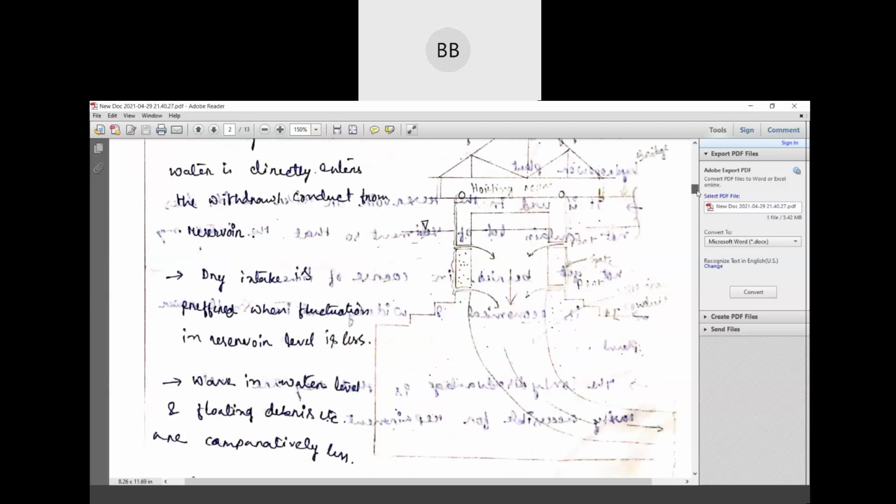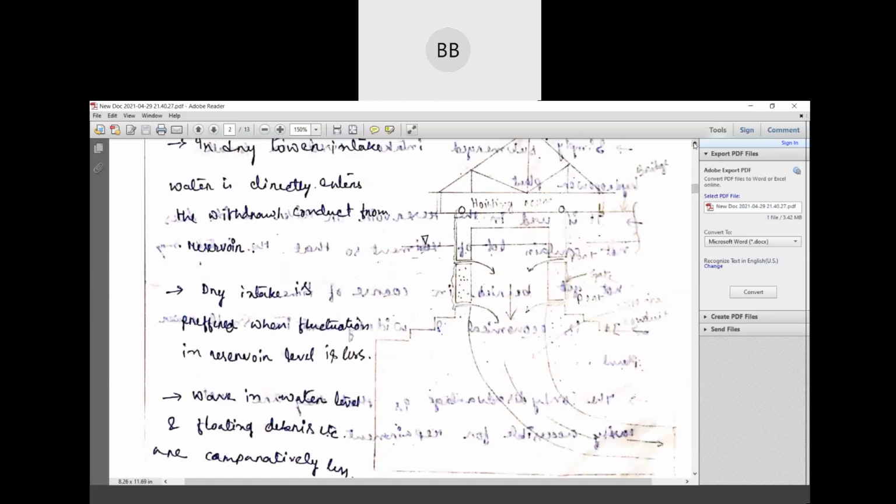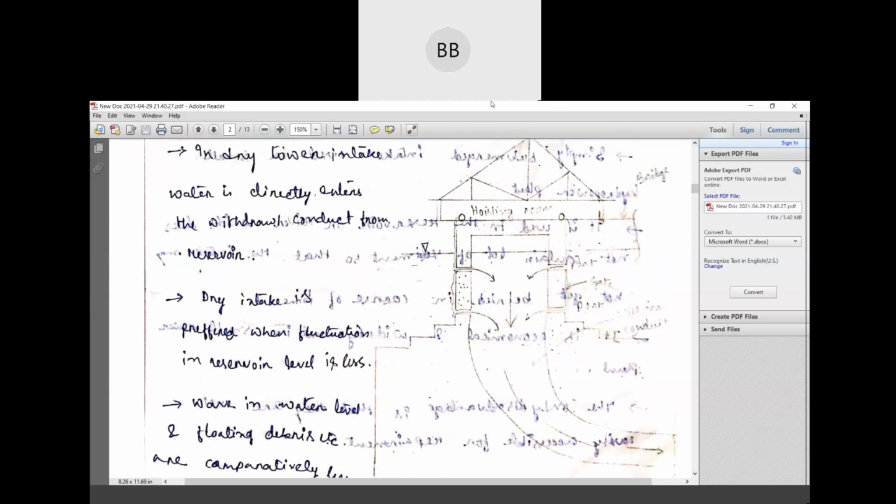Second point you write: dry tower intake is preferred when fluctuation in reservoir level is less. Anyway, there will be some fluctuation in the reservoir when the discharges come at every interval of time. Our discharge is changing in the river. If it is an unsteady flow, definitely there will be some fluctuation. So if the fluctuation is less, then we can go for dry tower intake.